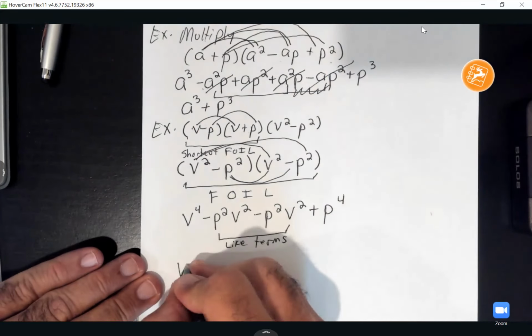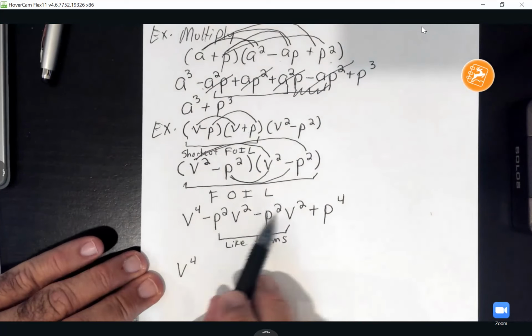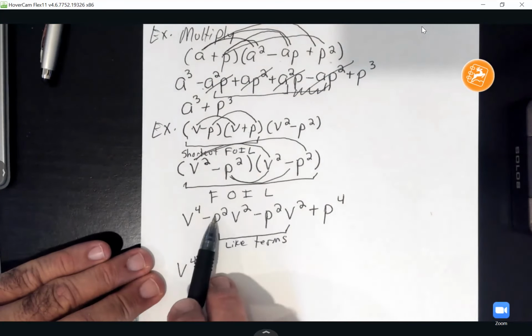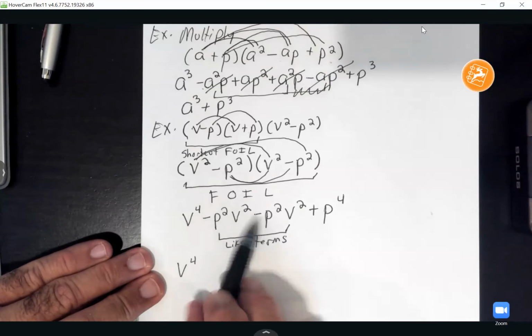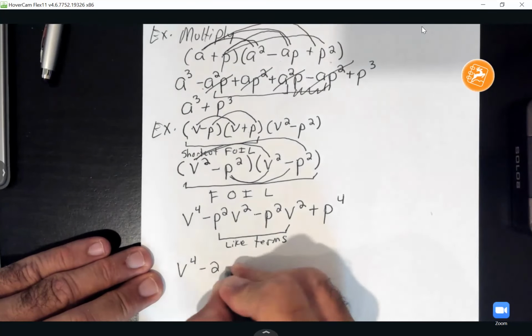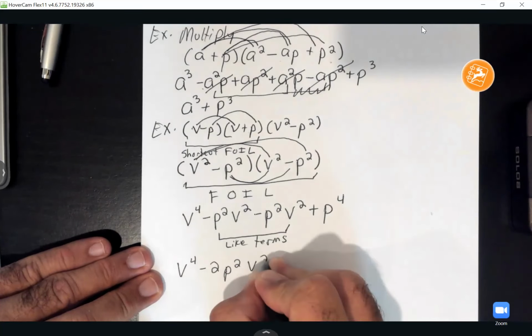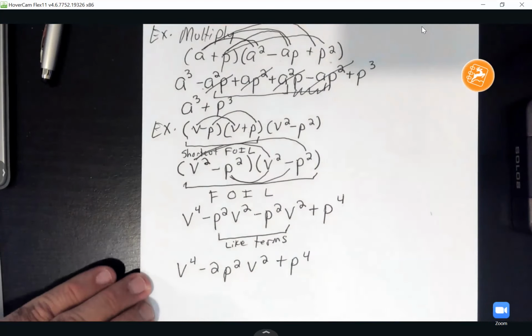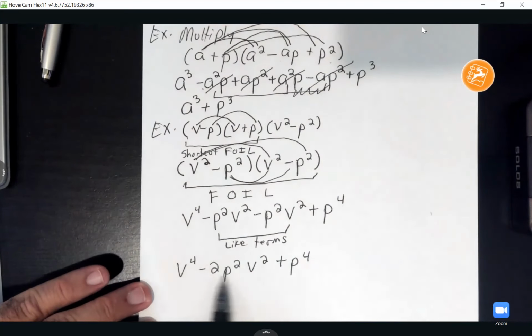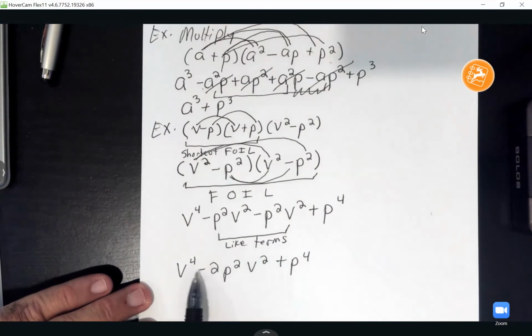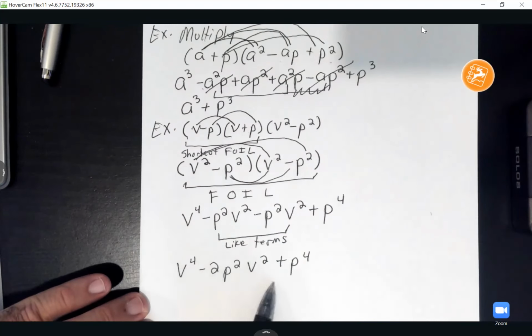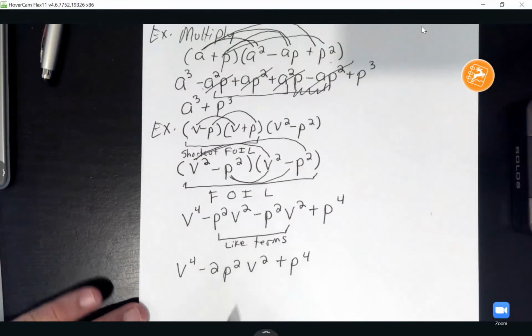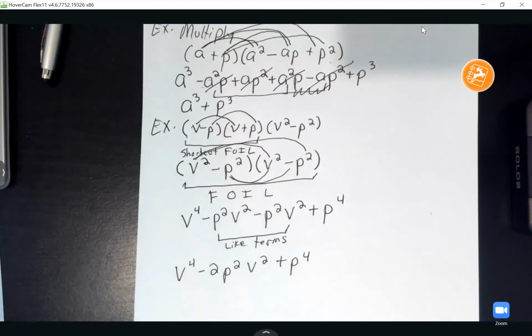Bring down that V to the fourth here. These do not cancel. They're both negative. So a negative 1 here and a negative 1 here makes that a negative 2 P squared V squared. And then at the end, I bring down my P to the fourth. So this is probably how I would put it in. As far as these variables, I'm keeping them in alphabetical order. But the V and the P, I'm going to keep that at the front and that at the end. The only thing I put in order is the actual terms that have more than one variable.